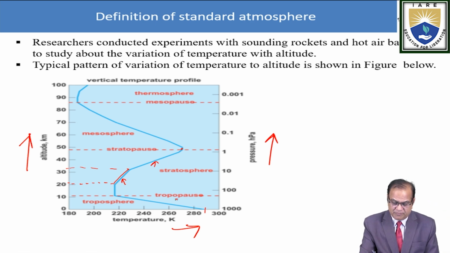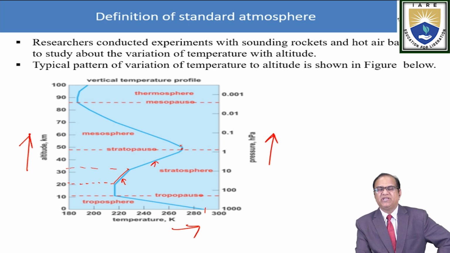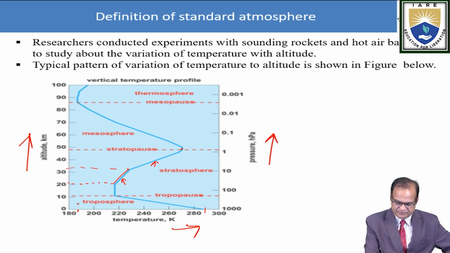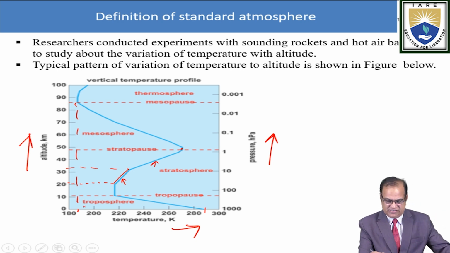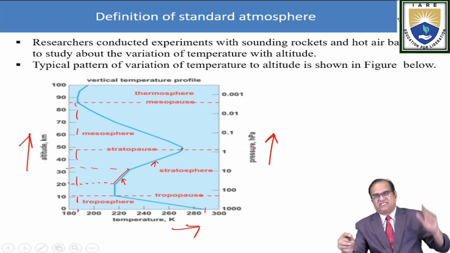So in the troposphere, temperature is decreasing and pressure is also decreasing. Up to 21 kilometers, pressure is decreasing, temperature is constant. From here to here, pressure is decreasing, temperature is increasing. From here to here, temperature is increasing, pressure is decreasing. From here to here, again temperature is decreasing up to the mesosphere, and the temperature is very low here, somewhere 185 Kelvin, about minus 100. So here it is decreasing. But if you see, pressure is continuously decreasing.